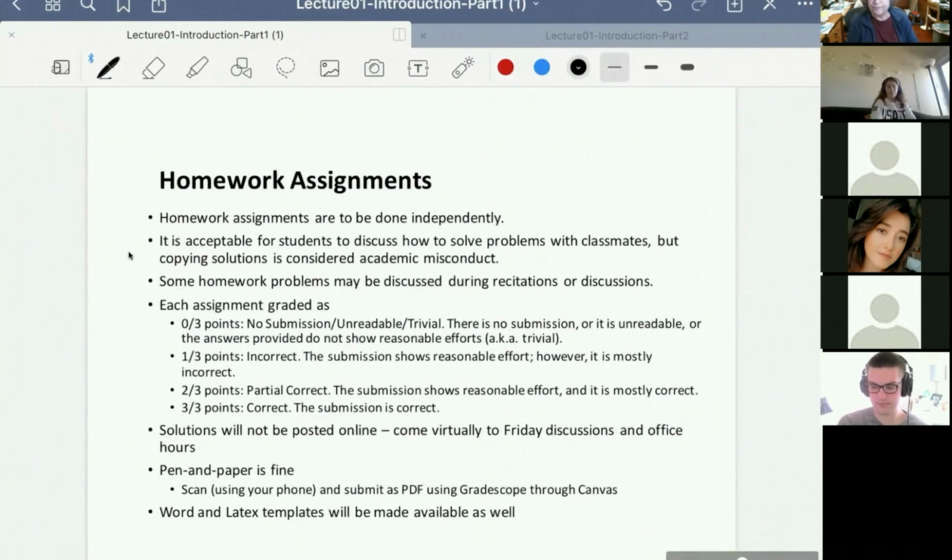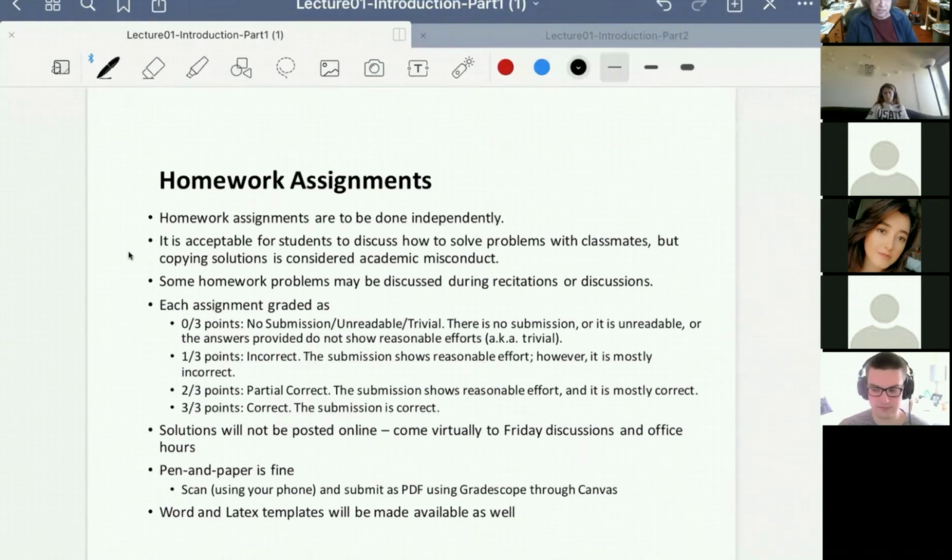Homework assignments. They're to be done independently. It's acceptable for you to discuss with others or to have a study group on how to solve the problems, but copying is considered academic misconduct. Don't do it. Some homework problems might be discussed during classes or discussions. Each assignment is graded as 0 to 3 points. If there's no submission, or it's unreadable, or the answers provided don't show reasonable effort, you get no credit.